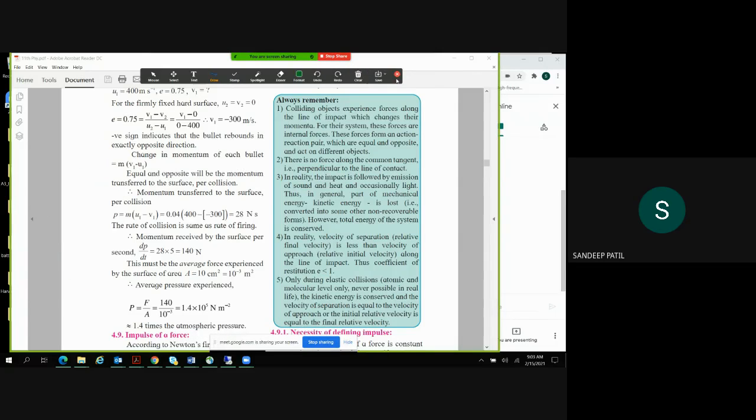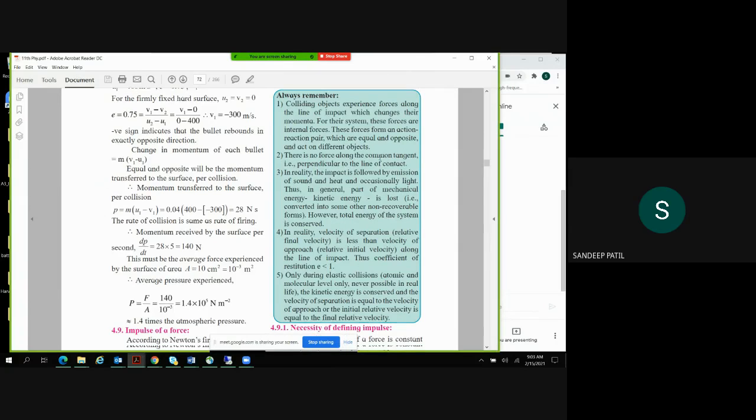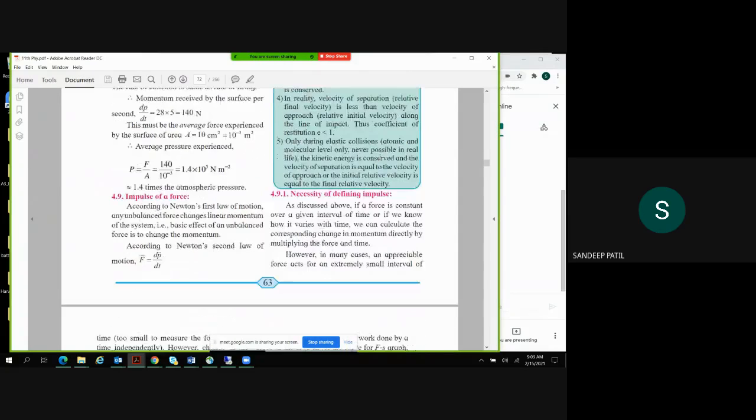Any questions or doubts about whatever we learned until now? Please write in the chat box, or you can unmute, because there are not many students.